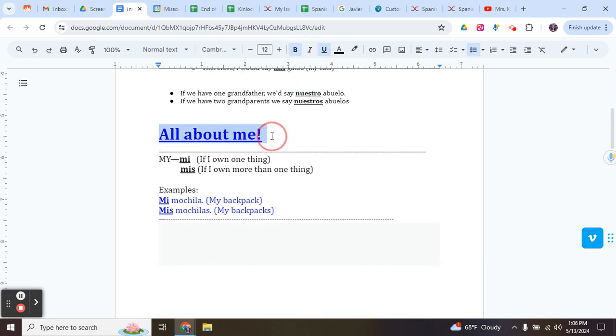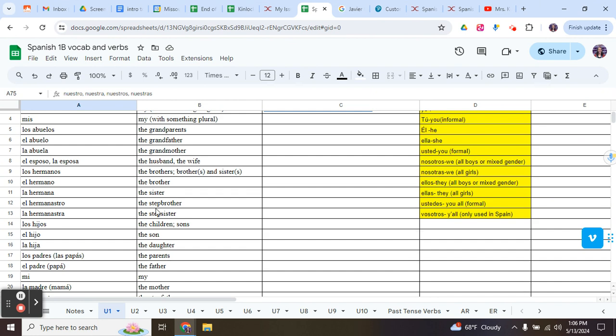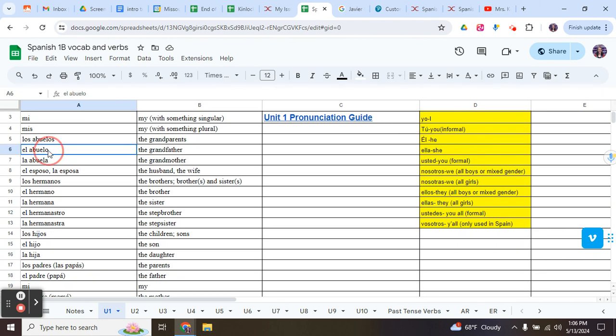Okay, so let's talk about my stuff, all about me. So I'm going to say mi if I own one thing, and mis if I own more than one. So if I say mi mochila, that would be my backpack. Mis mochilas, plural, my backpacks, means I have more than one backpack, so I'm using mis. Now let's apply that to our vocabulary. So if we look at all these family members, and that's what this unit is about, if I wanted to say my grandfather, I would say mi abuelo. But if I wanted to say my grandparents, plural, I would say mis abuelos.